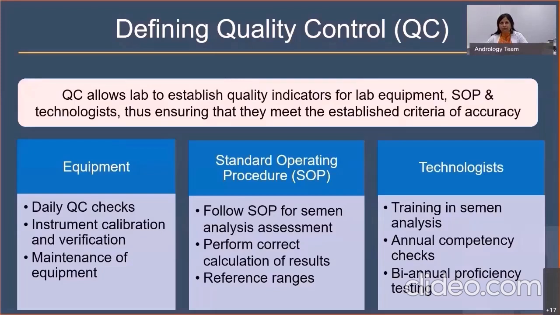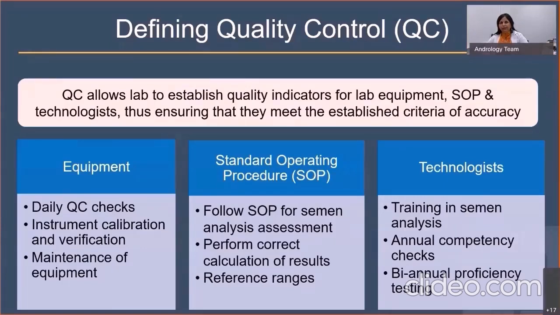So there are processes in place which ensure that the quality of the product is excellent. And for the male infertility evaluation lab, it is the test results or the processes that are involved in testing which should meet the quality indicators, and the lab has to set up quality indicators or benchmarks for each of the process to ensure that we are meeting the quality control criteria and that the results that the lab is reporting are accurate and produced efficiently.